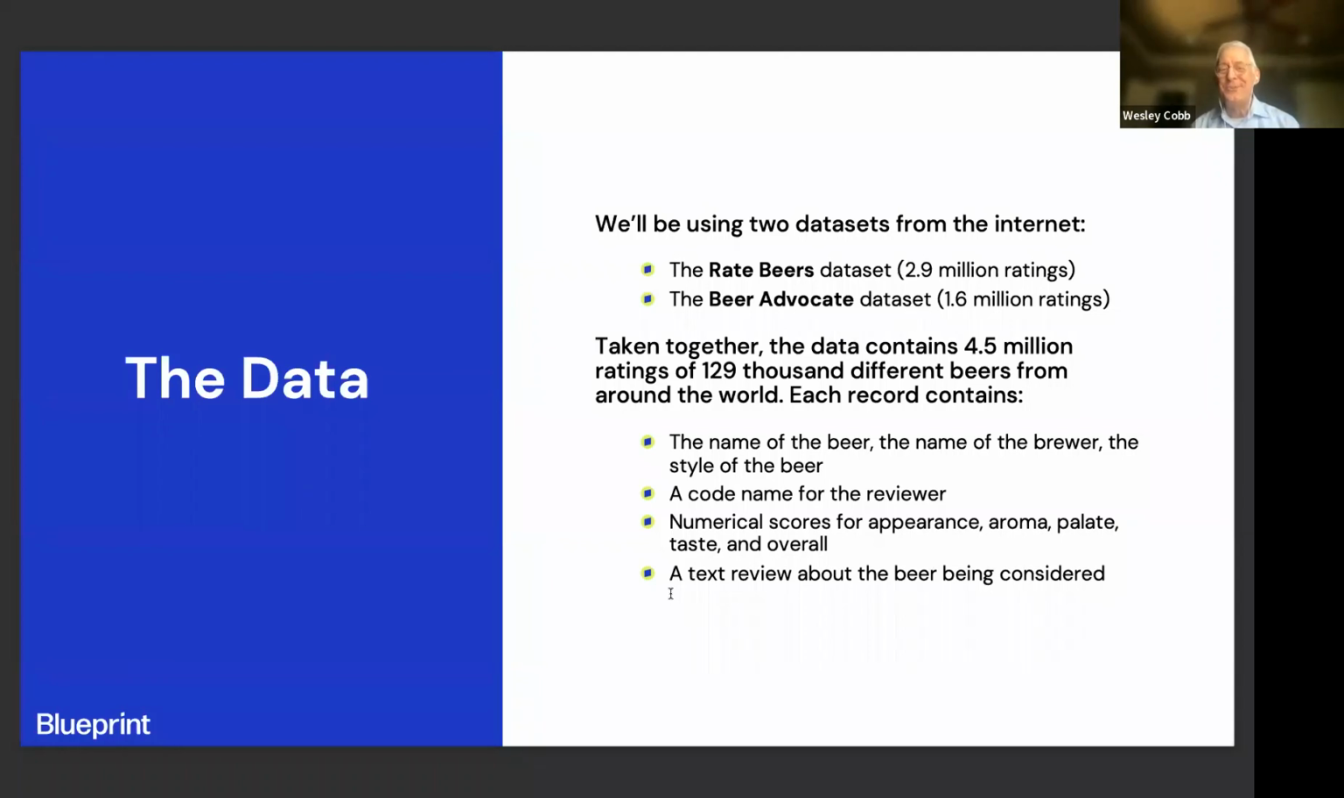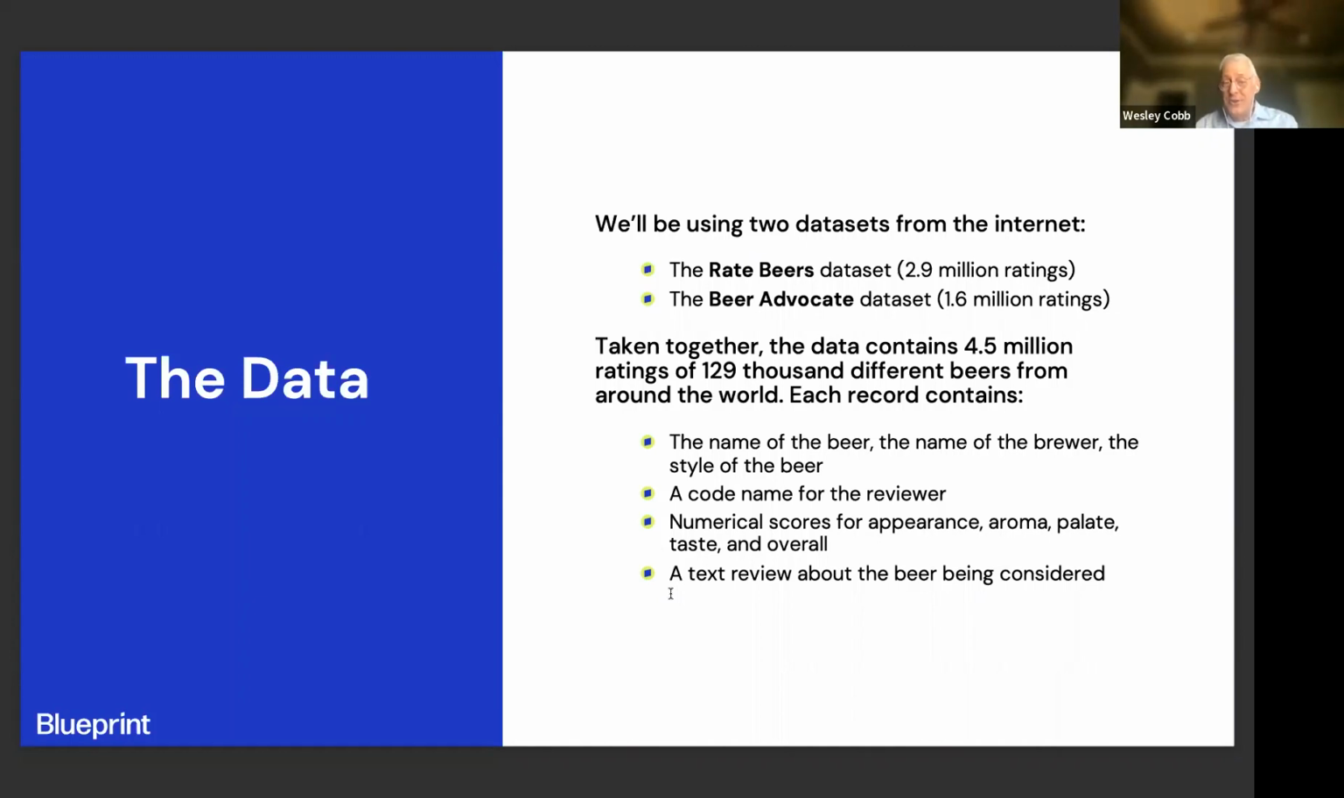There are two good data sets. One's called Rate Beers and one's called The Beer Advocate. They're actually whole websites devoted to this sort of thing. And those two data sets are very similar in format. Between them, they have about 4.5 million contributed ratings for beers, and it covers more than 129,000 different beers from all across the world.